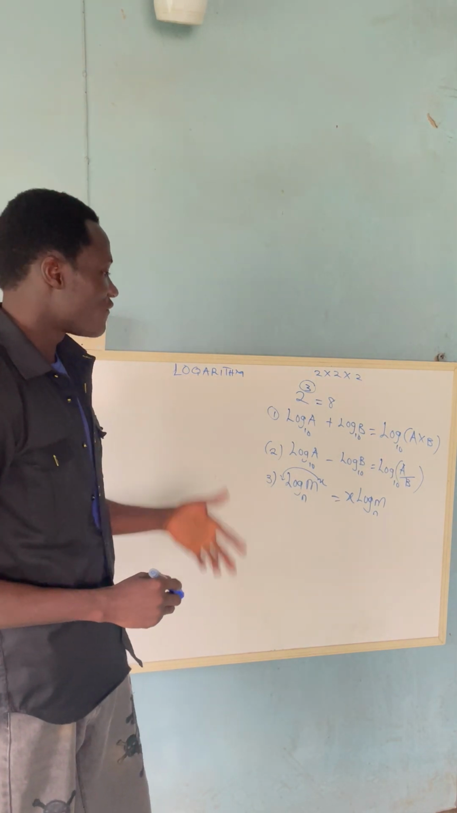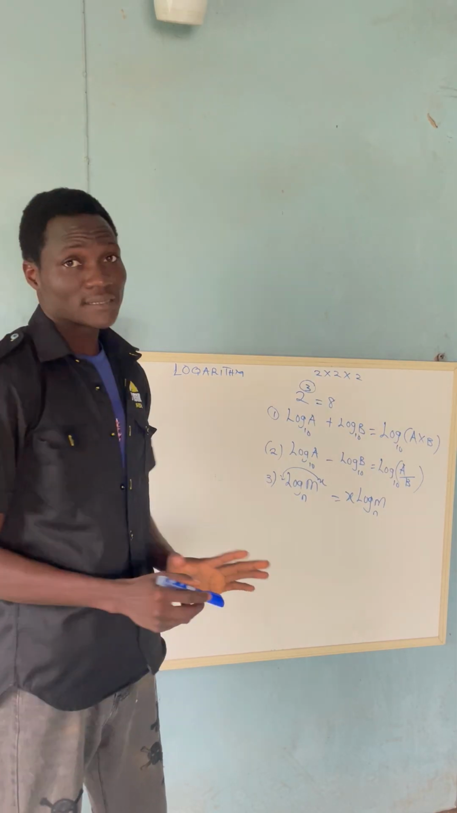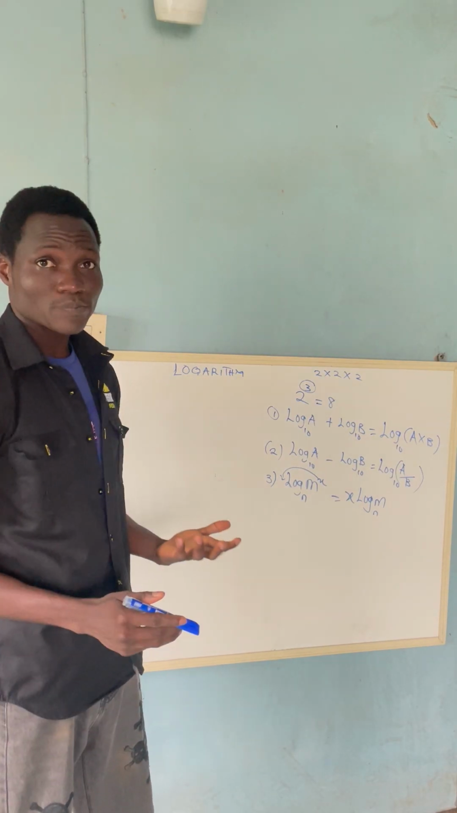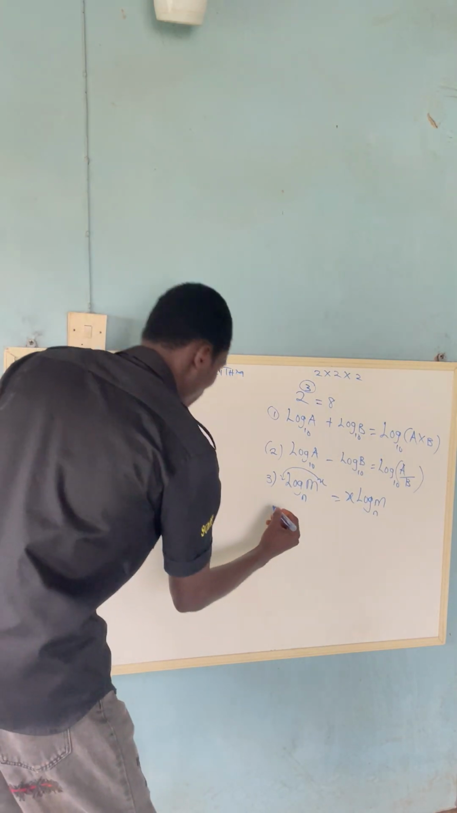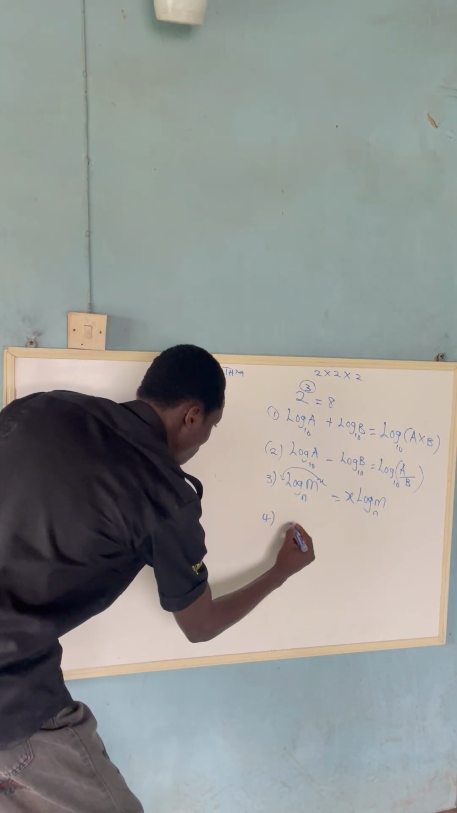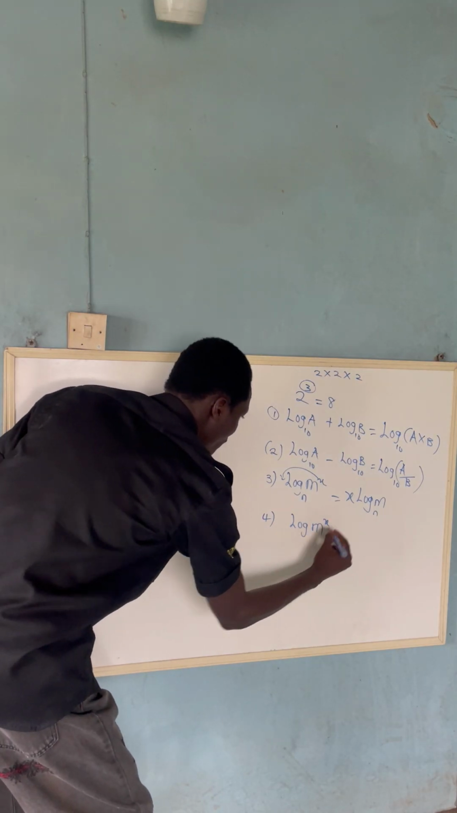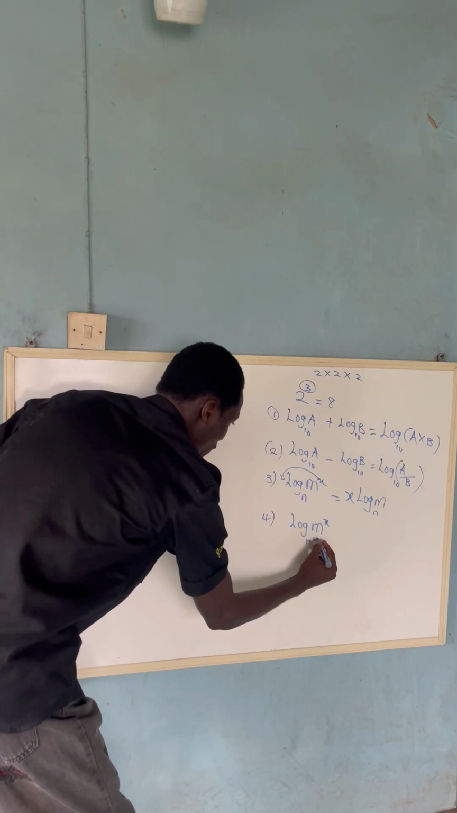Now, let's see the fourth one. The fourth one is also like the third one. In fact, they are the same, but I just want to differentiate them. The fourth one is similar. We have it as log n raised to the power x, with base n raised to the power y.